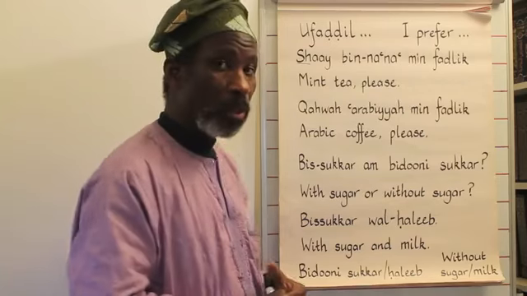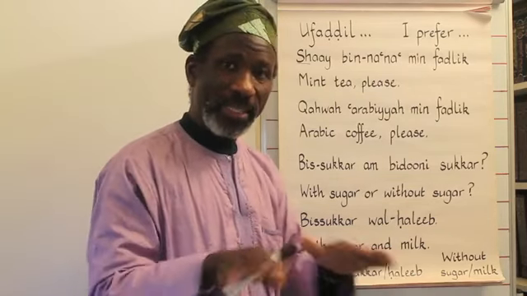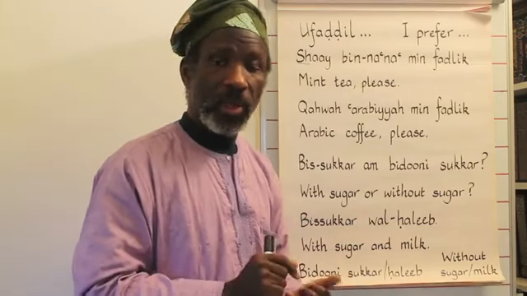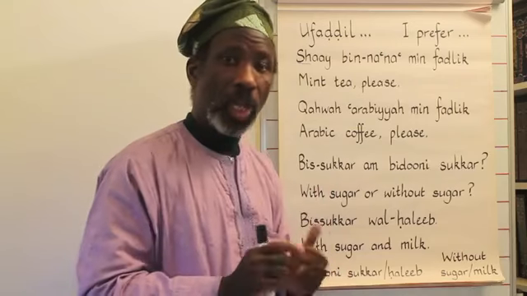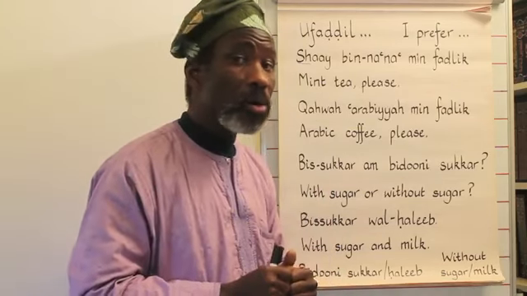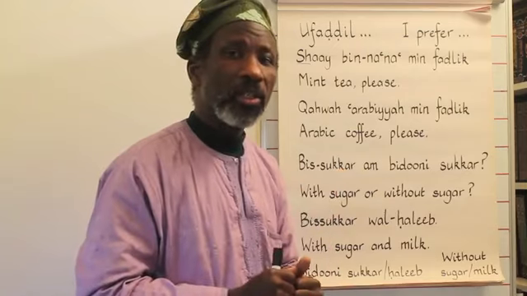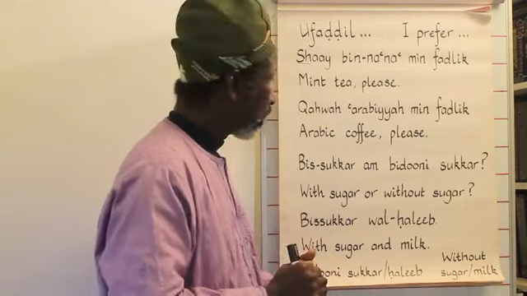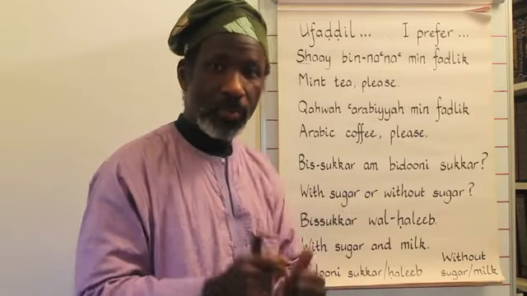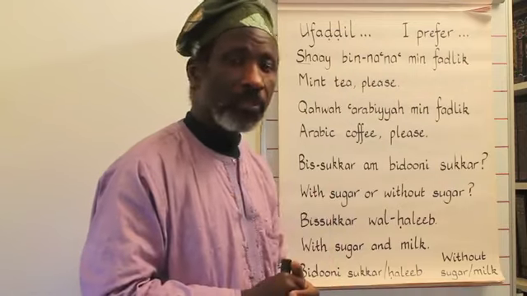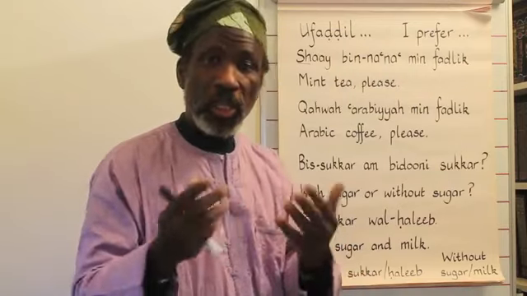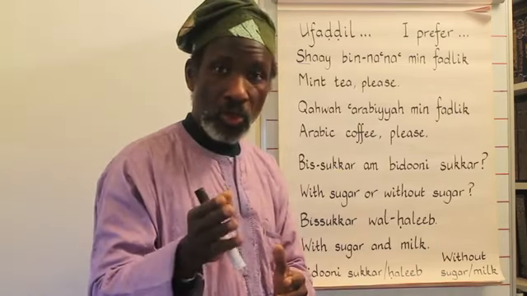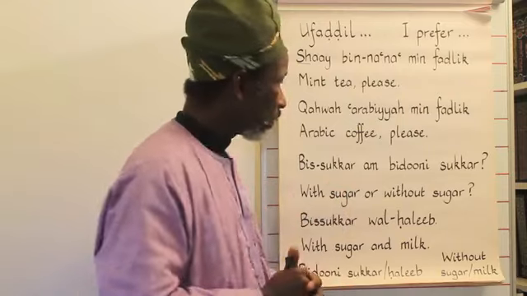Now, a lot to remember now. First of all, basic words. We have شاي. You can say شاي بنعنع, شاي with mint. Or شاي بسكر, شاي with sugar. شاي بالحليب, with milk. Tea with milk. شاي بدون حليب, without milk. شاي بدون سكر, without sugar.